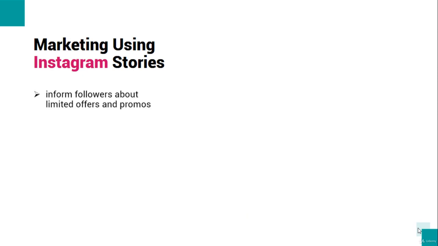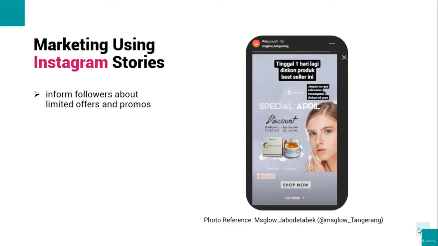Inform followers about limited offers and promos. You can tell your followers that there are products that are only available at a specified time, giving them a heads up on what to order first. Or in this photo's case, the shop gives a discount for their product for the month of April.